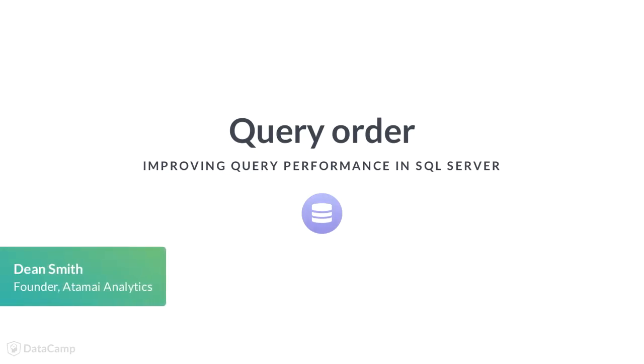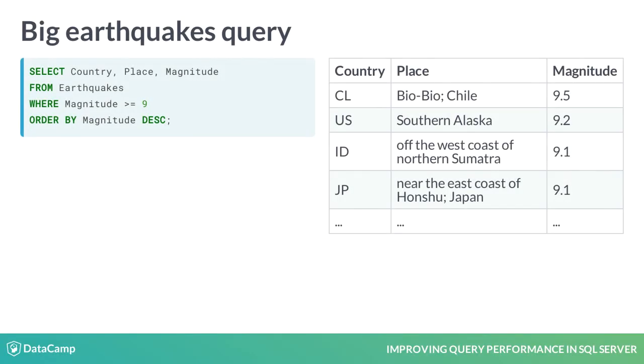If SQL syntax is not in a specific order in the query, running the query will raise an error. The order of the syntax as written in the query is different from the processing order in the database. In this lesson, we'll examine the effects of query processing order in the database versus the order of SQL syntax in a query. Here's a simple query that returns all earthquakes with a magnitude of 9 or more.